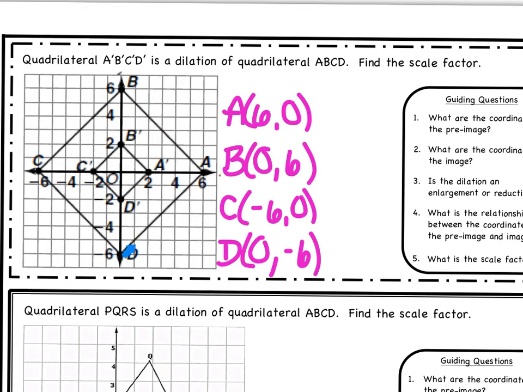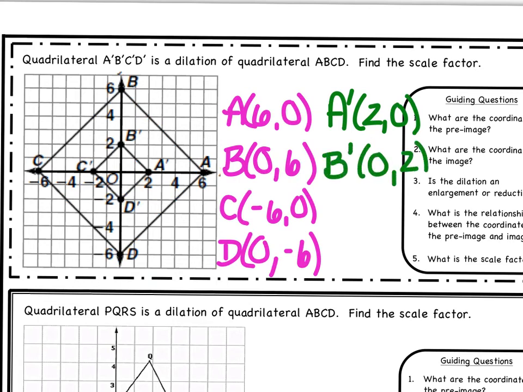Now, all I did was determine the coordinates of each point on the coordinate plane by finding their x and y values. The second thing that I'm going to do is look at the coordinates of the new figure. So my A prime, B prime, C prime, and D prime. So A prime is at 2, 0. B prime is at 0, 2. C prime is at negative 2, 0. And D prime is at 0, negative 2.